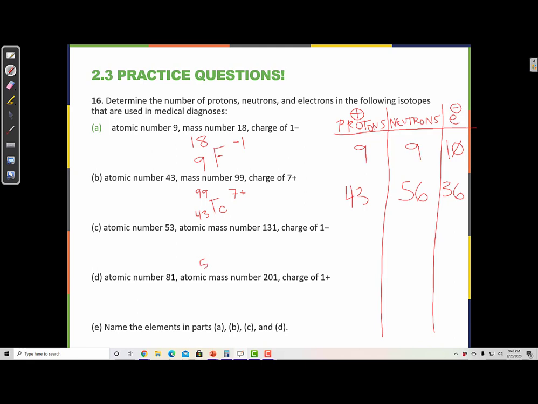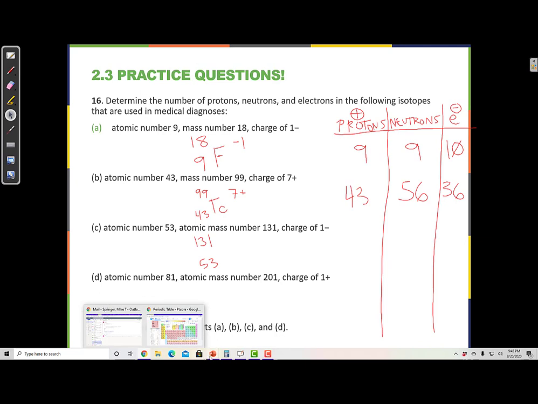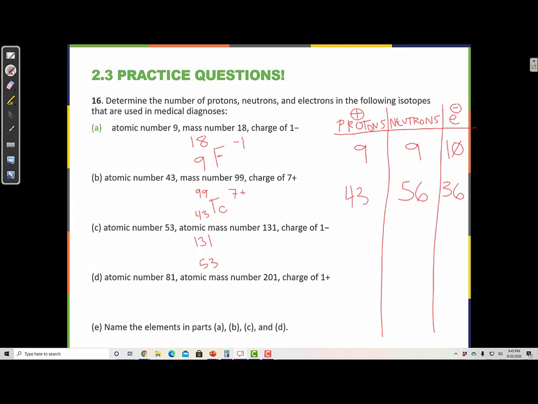Alright, the atomic number 53, mass number 131, the element with an atomic number of 53 is iodine. And it has a charge of -1. So if it has an atomic number of 53, that means it has 53 protons.